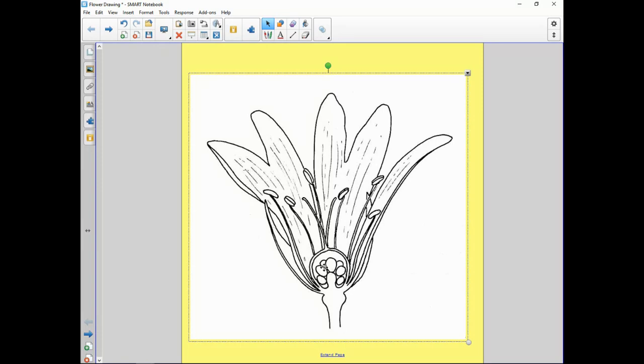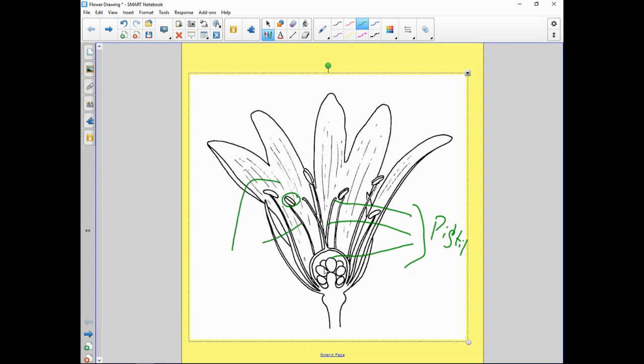Not sure if y'all can see that or not. So our stigma is at the top there. Our style is right there in the middle. And then our ovary is going to be down here. Okay, so that's what makes up the pistil. And so anther and filament, both of those make up the stamen. Remember, the last three letters are men. And then this right in here, those are our petals.